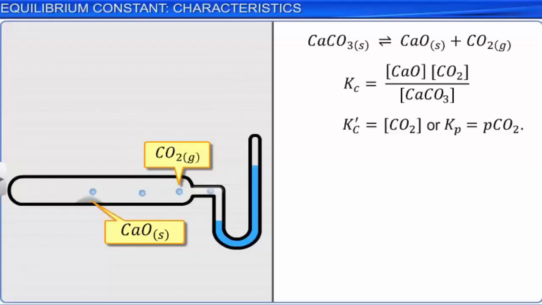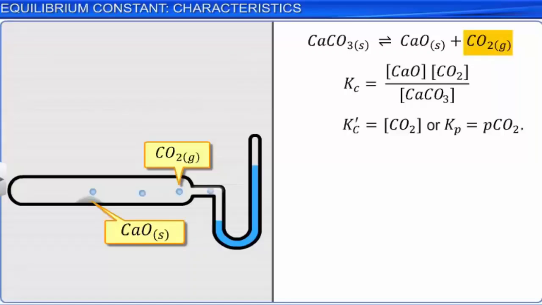Now, the modified equilibrium constant for the system becomes Kc' is equal to the concentration of carbon dioxide, or Kp is equal to the pressure of carbon dioxide. This expression clearly shows that at a particular temperature, irrespective of the masses of the two solids, calcium oxide and calcium carbonate, there is a constant concentration or pressure of carbon dioxide in equilibrium with calcium oxide and calcium carbonate.